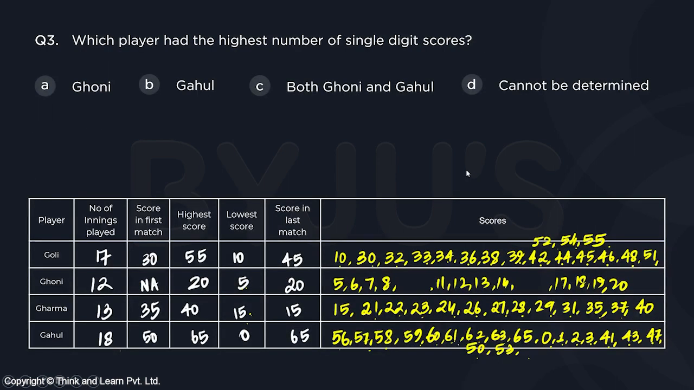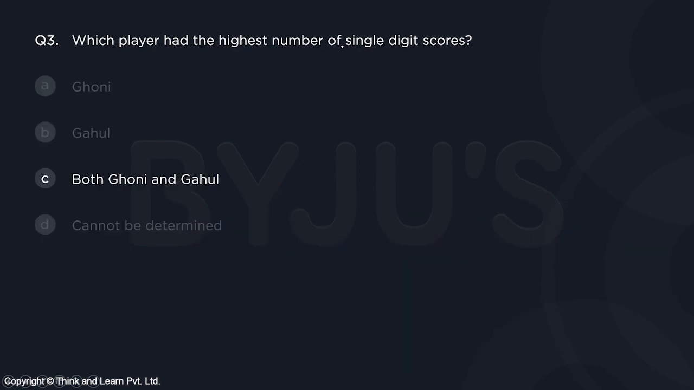Question number 3. Which player had the highest number of single digit scores? So let's look at Ghoni. Ghoni has 1, 2, 3, 4. 4 single digit scores. Let's look at Gahul. Gahul has 1, 2, 3, 4. 4 single digit scores. Then it says both Ghoni and Gahul, and cannot be determined. So obviously we know exactly these scores, so it can't be "cannot be determined". So the answer is going to be option C.